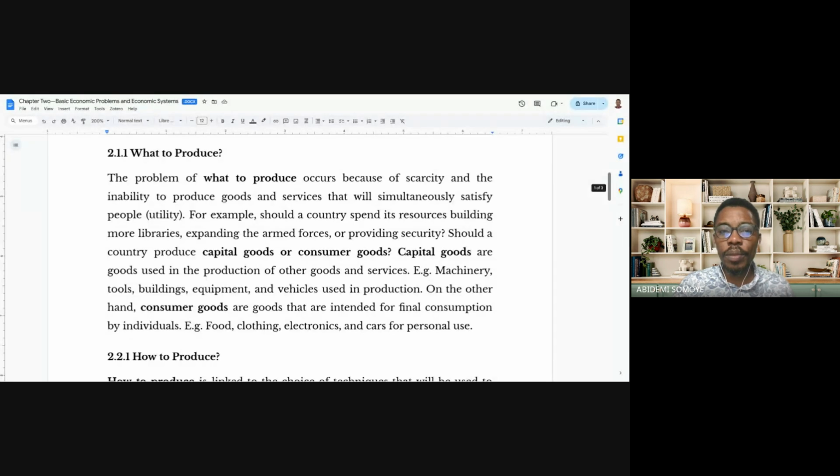Okay, so what to produce is also driven by how scarce the resources are. If the resources are readily available within a country, then production could be much easier, right? But if they don't have the resources, maybe they need to import them to produce, all right? Now that can make production delay. Okay, so what to produce is driven by the different factors mentioned.